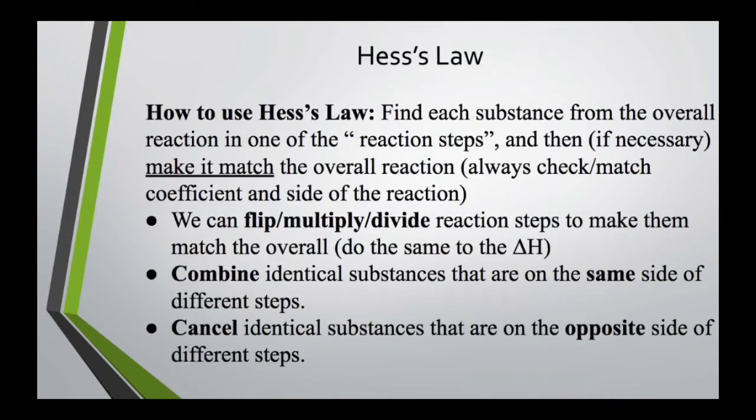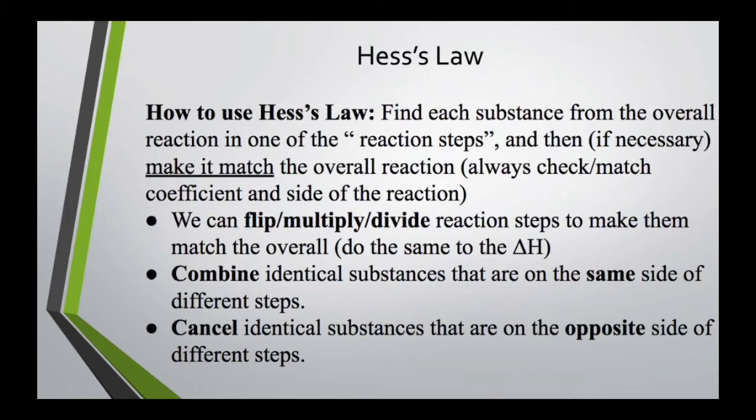So, overall, there's a lot of steps and information on that page about what we need to do to use Hess's law. And really, it's kind of like a puzzle. What we're going to do is find the substances in the overall reaction that you're given in one of the sub-reactions, reaction steps. And we need to make it match the overall reaction. We need to make sure we have the correct number of each substance and that it's on the correct side of the reaction. So it's kind of like hide and seek. We're trying to find our substances and get them where they need to be. And we can do some stuff to those little sub-reactions in order to turn them into that overall reaction.